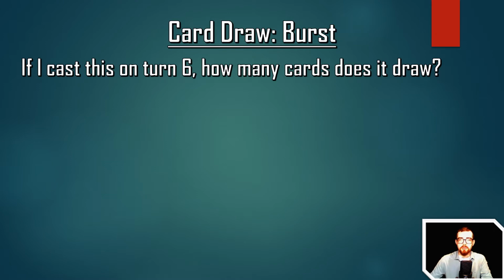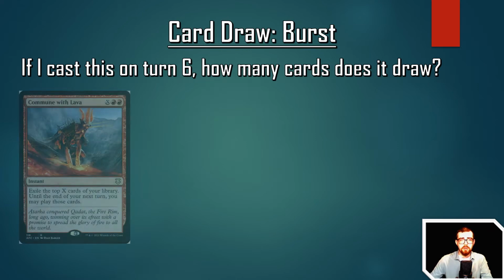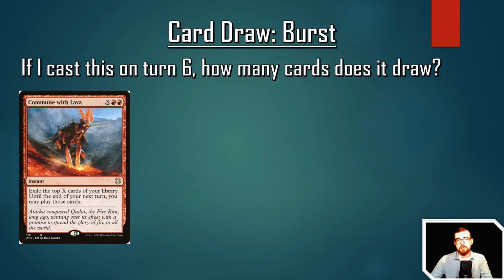So just some examples of this. If we're using it on turn 6, because that's what we've decided is the best way to do it, we're going to start with Commune with Lava, which is one of those that is both impulse and burst draw because it's drawing you a lot of cards all at once. If you cast Commune with Lava on turn 6, it is likely that you have ramped at least 2 times, if not more, with how many mana rocks and ramp spells we run these days, somewhere in the area of 12 in a deck. So this at instant speed is going to exile the top 6 cards of your library.